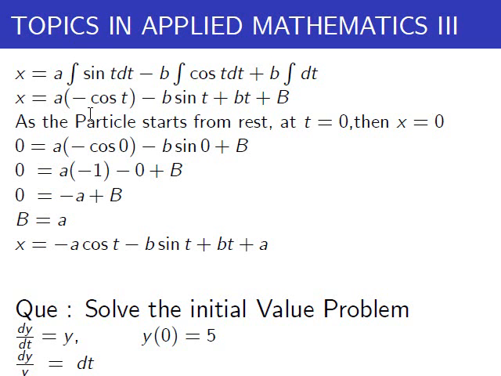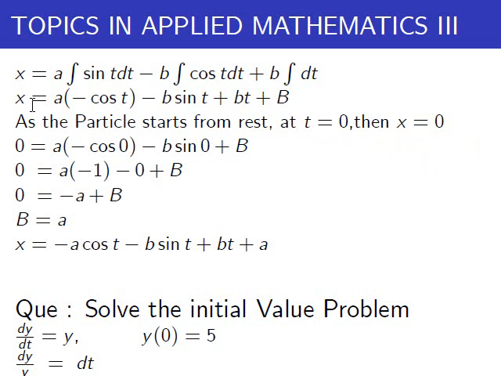Integral of sin t is minus cos t, integral of cos t is sin t plus bt plus B capital, which is again an unknown constant of integration, and we need to find its value. In order to find its value, we use the initial condition that the particle starts from rest at time t equal to 0. When the particle starts from rest, its distance is initially 0. At time t equal to 0, x is equal to 0.